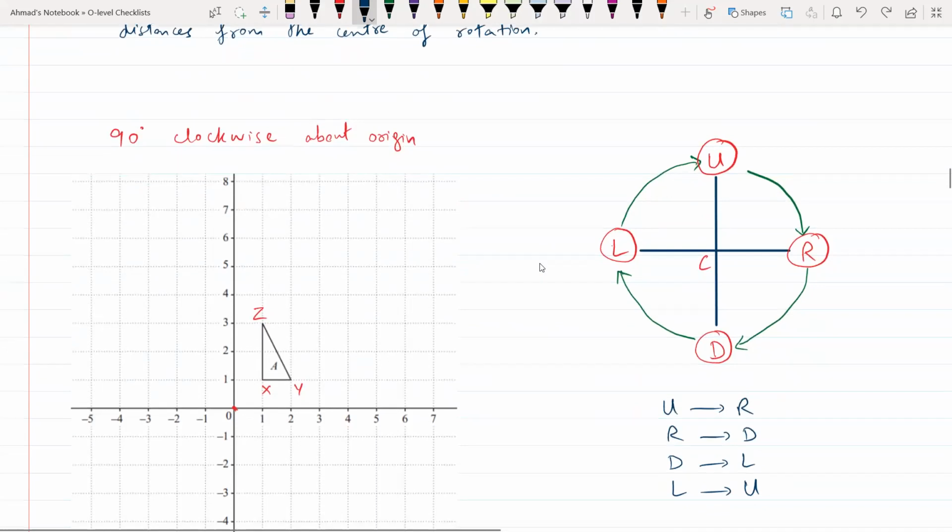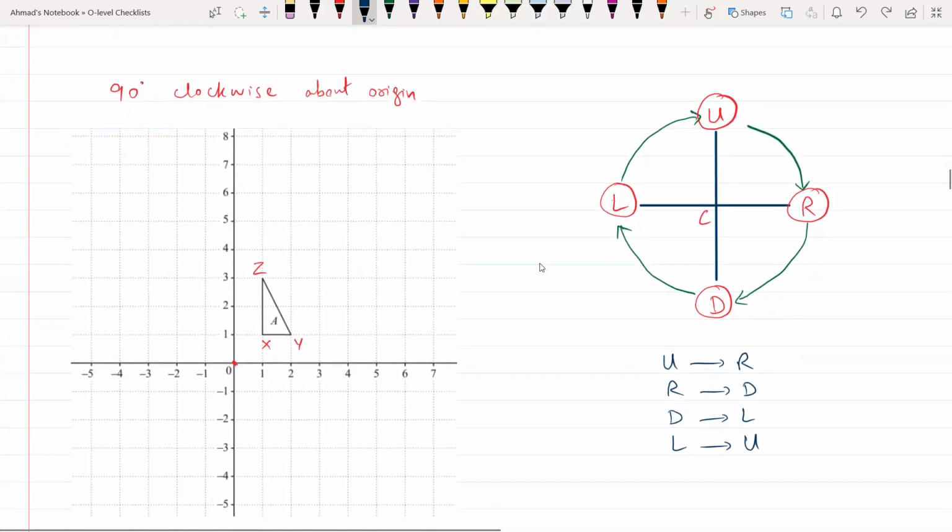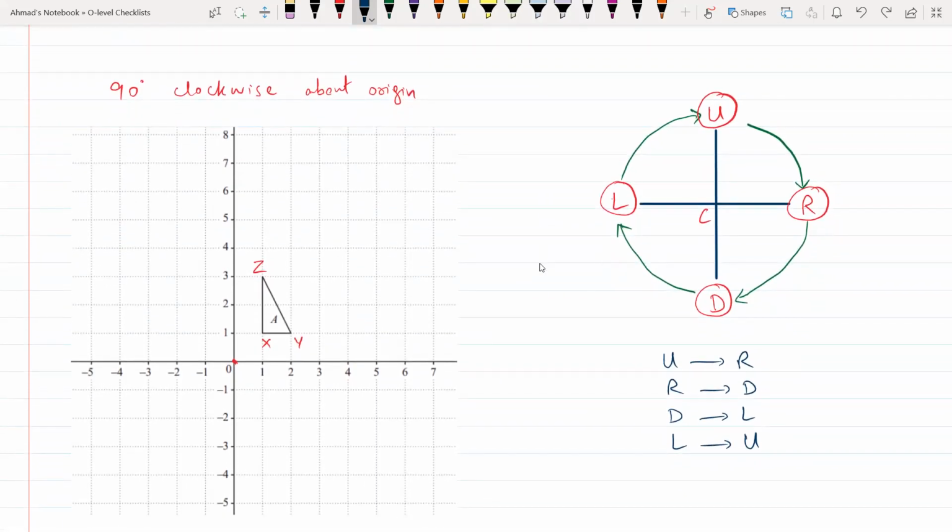Let's do some common rotations. So let's say you have 90 degrees clockwise rotation about the origin. Origin के about आपने 90 degrees clockwise rotate करना. Okay? Origin is the center of rotation. Now, it helps to think of it like this कि आप इस तरह से एक plus sign बना लें.